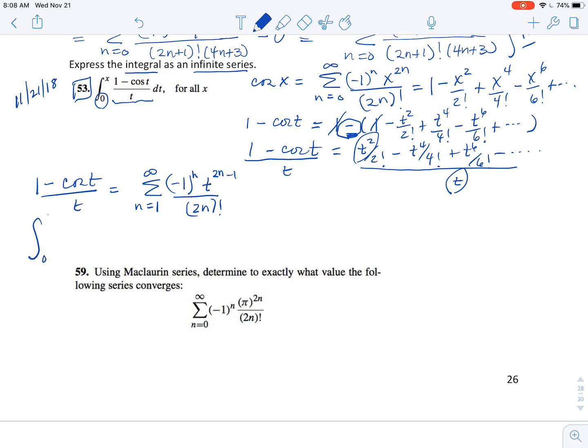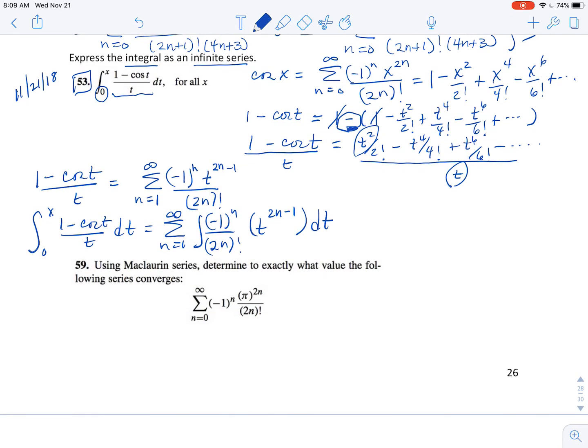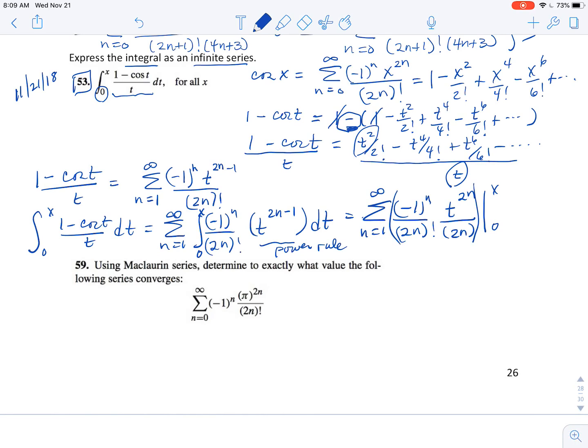Now if we want to find that integral, it is the sum of the integrals. If I write it this way, notice the negative 1 to the n over 2n factorial is just a constant in front, and I'm using the power rule here. I'm going to integrate from 0 to x. So the sum on n from 1 to infinity of negative 1 to the n over 2n factorial. The power rule says add 1 to the power, so I'm back up to 2n, and divide by the new power. I've got to evaluate this from 0 to x.